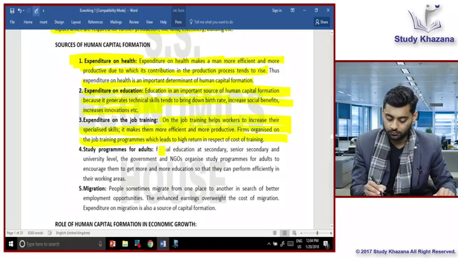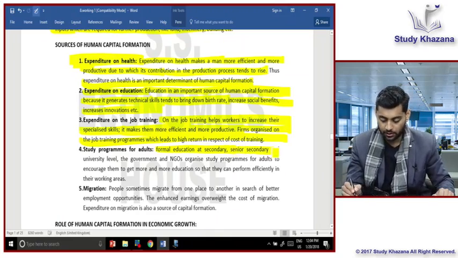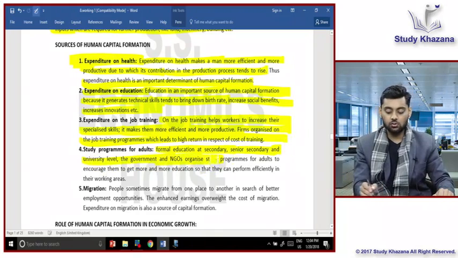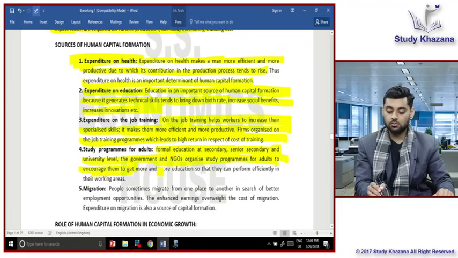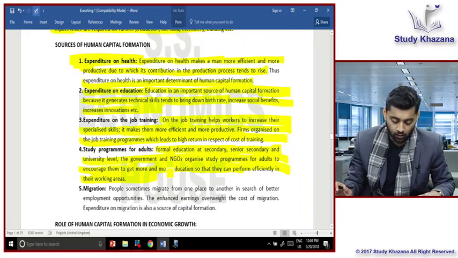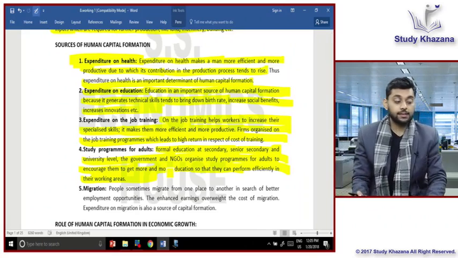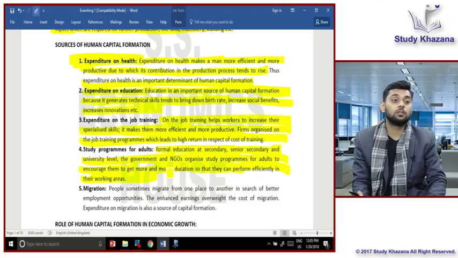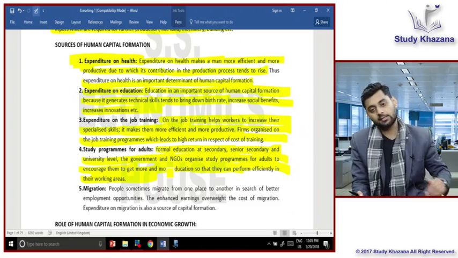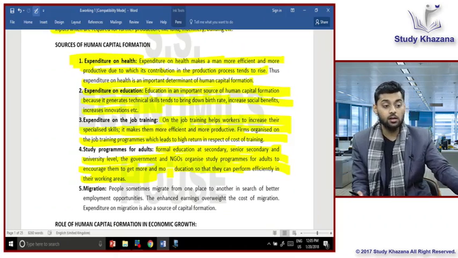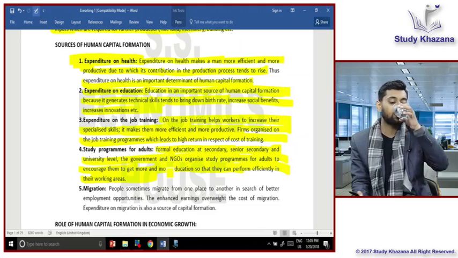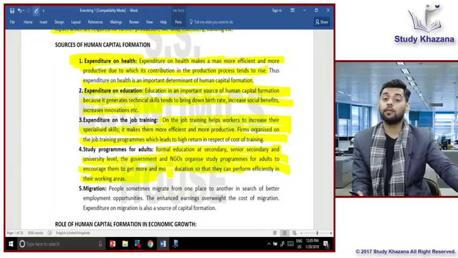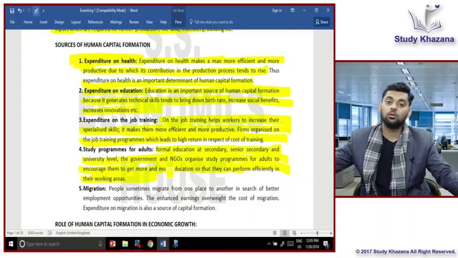So, what is written? Formal education at secondary, senior secondary, and university level. The government and NGOs organize study programs for adults to encourage them to get more and more education so that they can perform efficiently in their working areas. The thing is this, that even these days, people who are working in very low paid jobs get enrolled in distance education programs through which, side by side, they are getting education, and in their current profession they are regularly getting increments and promotions just because of the level of education they are constantly getting. So that would of course be beneficial for your economy.